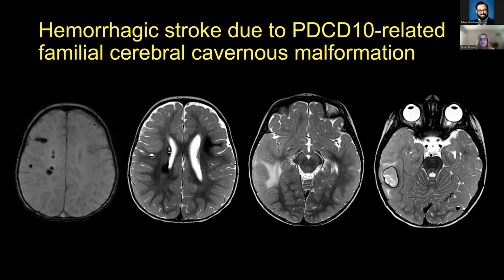Now, one cavernous malformation can occur sporadically in older patients. When we see this many cavernous malformations in such a young child, it is most indicative of a familial syndromic cause, which was confirmed by genetic testing.